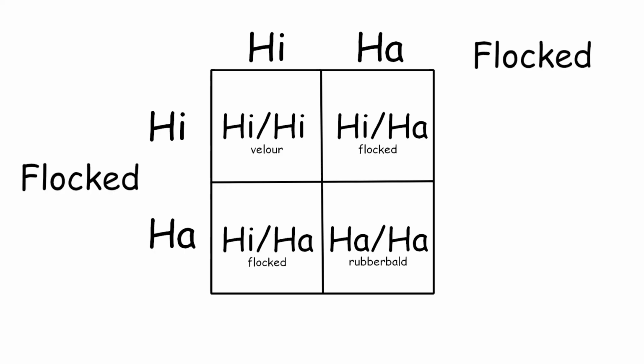Both parents have a flocked coat. Their kitten has a 50% chance of being flocked as well. There's also a 25% chance of a velour coat, slightly more hair, and a 25% chance of being totally rubberbald.